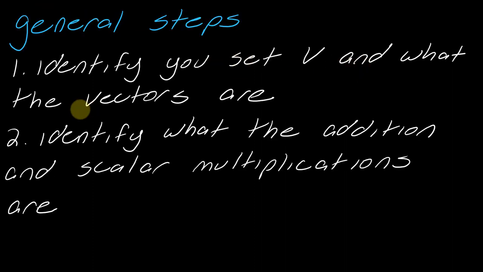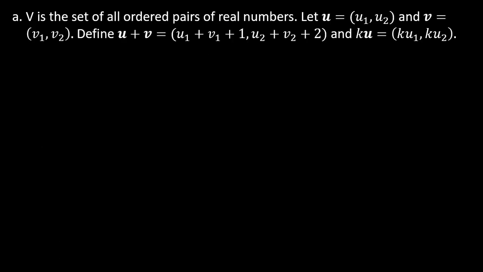Identify what the set V and what the vectors are. So in step 1, V is just a set of ordered pairs. So u is (u1, u2), v is (v1, v2). These are just real numbers. And then it says, define u plus v to be (u1 plus v1 plus 1, u2 plus v2 plus 2), and then ku is (ku1, ku2). So this is like normal scalar multiplication, the standard operation, how most vector scalar multiplication would work in a normal, typical vector space. This we already know is closed under addition.